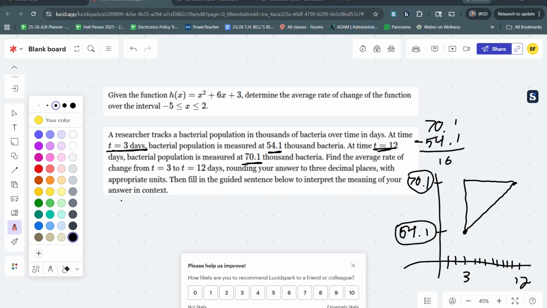And then from 3 to 12, our run goes 12 minus 3 is 9. So 16 for our rise and 9 for our run. 16 divided by 9 ends up not being a nice number, but that would be our average rate of change. And if you need to approximate it with a decimal, you can put that into a calculator or simplify it as needed.